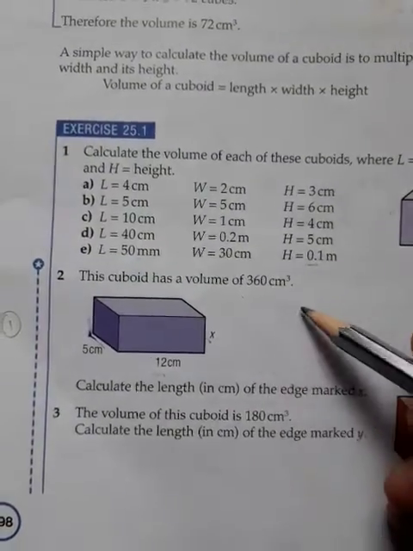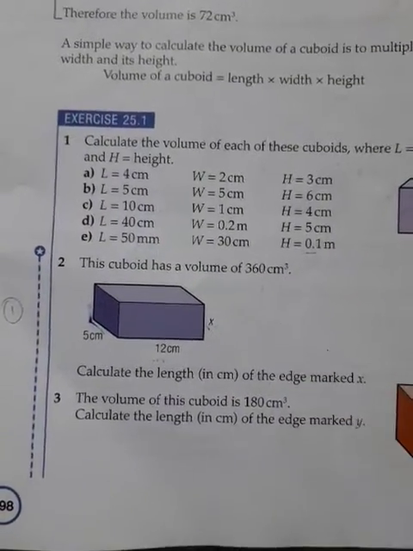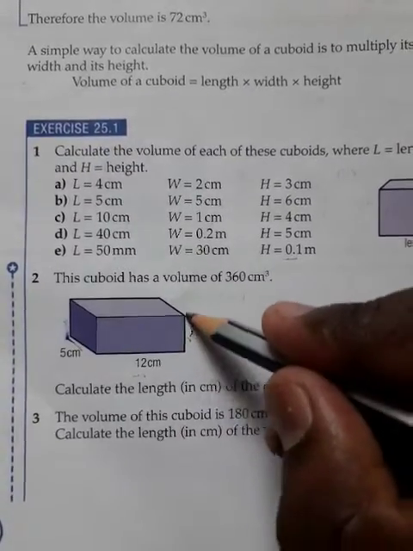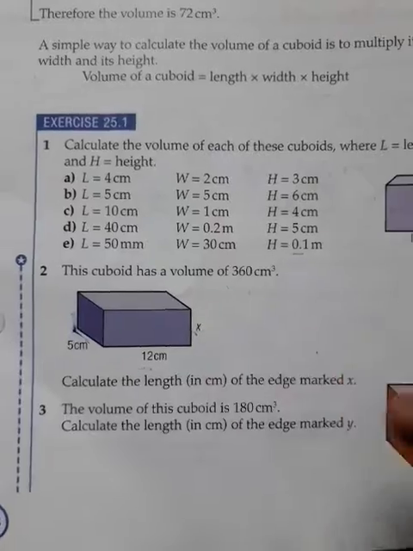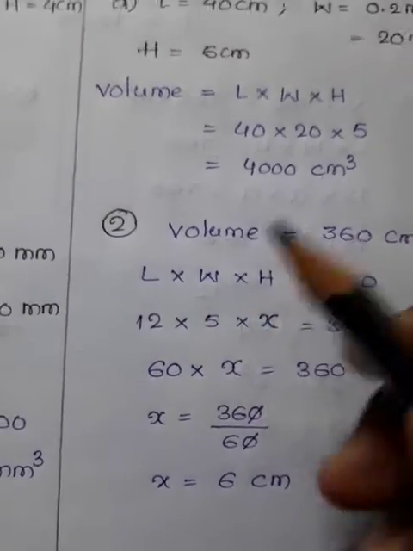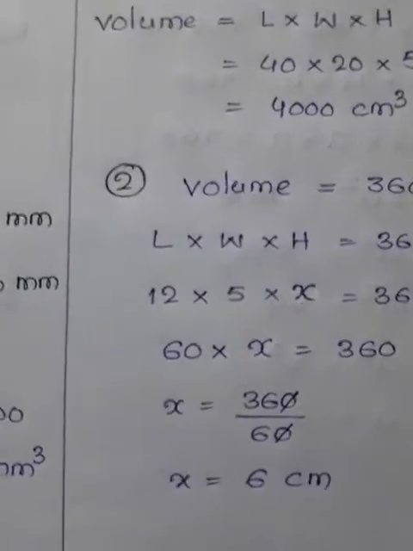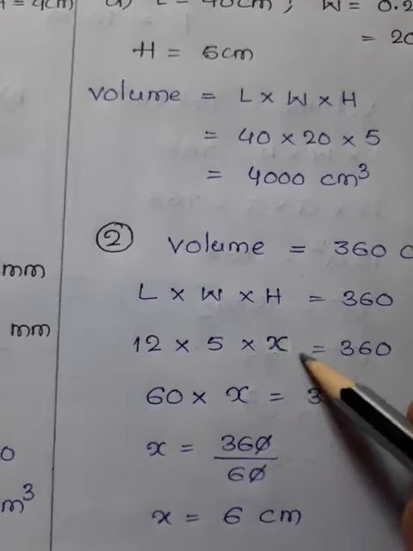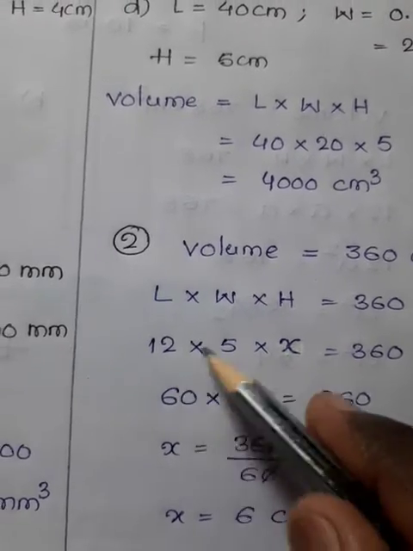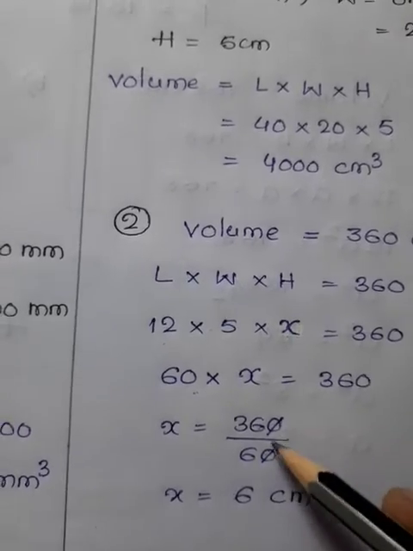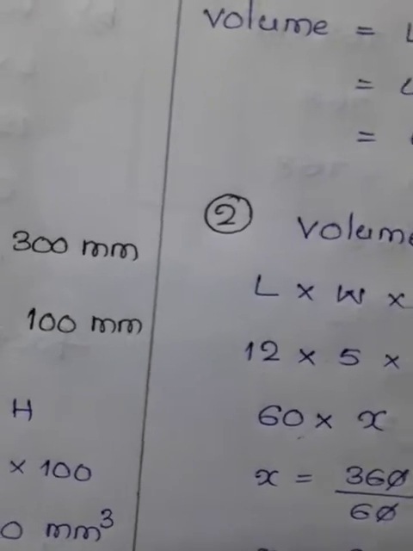Now coming to question number 2. This cuboid has a volume of 360 centimeter cube. That means the volume is given to you, and the length and the width are given, and you need to find the height. That means that's x only, the unknown side. Multiplication means you can interchange the numbers, right? So 12 into 5 is 60x. It's a multiplication, so when you move that side, it's division. So the zeros cancel, it's only 6 centimeter. Clear?